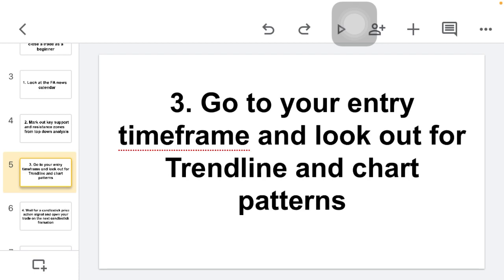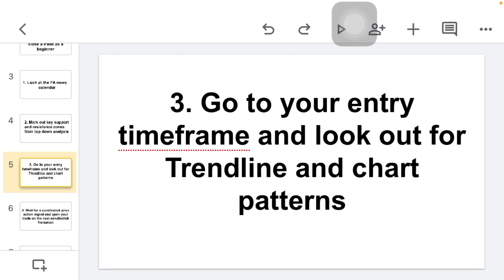Students of this academy, you know what trend lines and chart patterns are. I have taught you, I have simplified them for you, so they are not something new to you. Now you need to go to your entry time frame. As I have taught you, we have types of traders and we have different kinds of time frames.